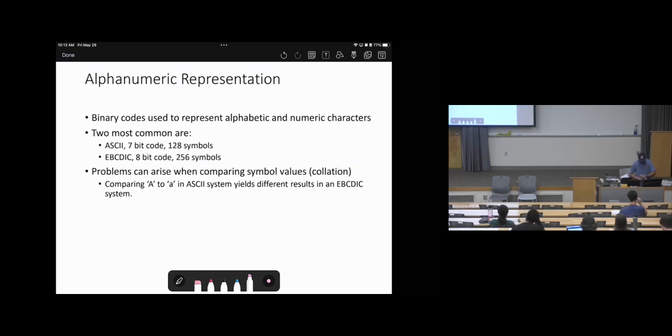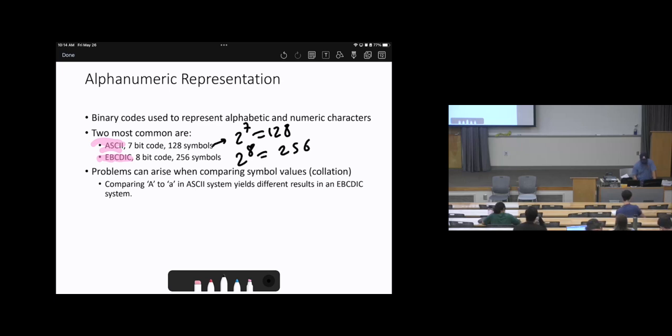For the alphabet representation, we can use the ASCII code, and there is another code called EBCDIC. ASCII is the most common, using 128 symbols with a 7-bit code, because 2 power 7 is 128. That's how we get it. And for EBCDIC, 2 power 8 gives 256 symbols.